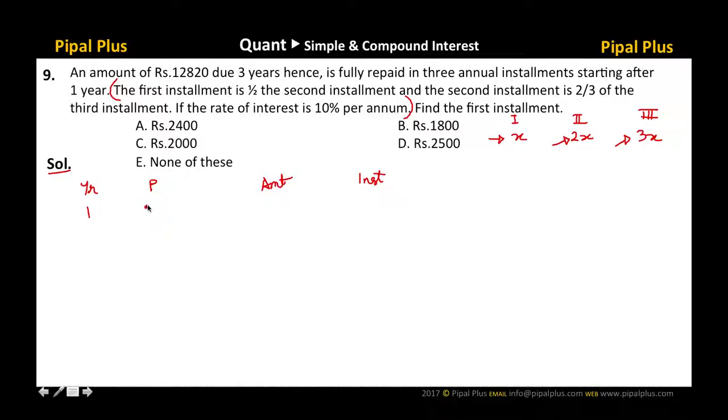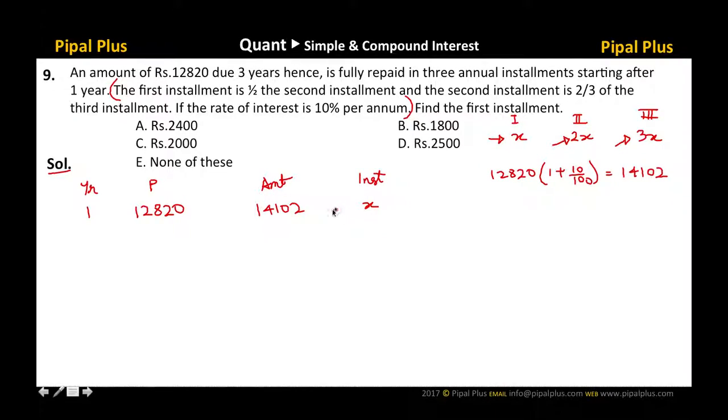So for the first year, the principal is 12820. Now if this amount is invested at 10% per annum, the amount due at the end of 1 year is going to be 12820 times 1 plus 10%, which is 11 by 10 times 12820. When I compute, this equals 14102, so I'm going to write this here, 14102.